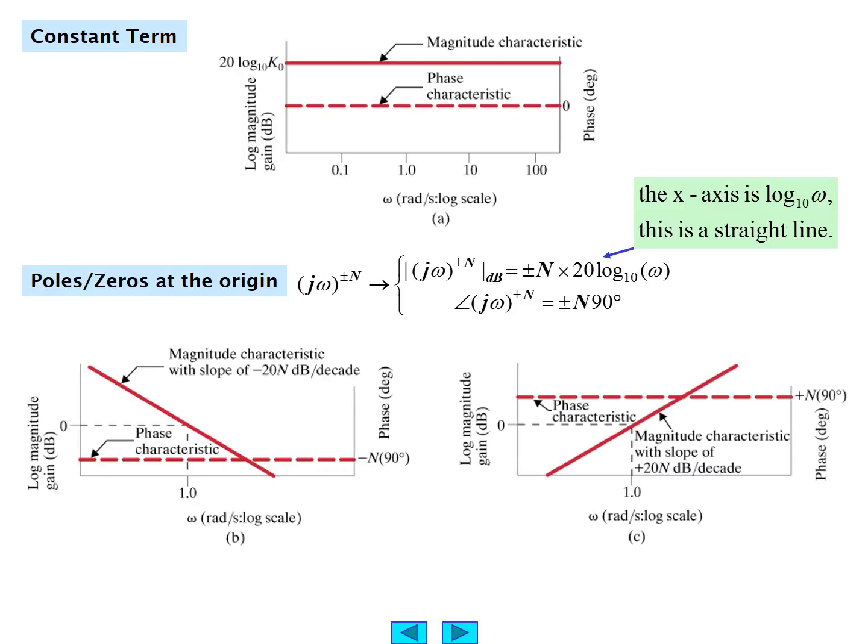We can also look at the log magnitude response. If n happens to be a positive number, then the magnitude response becomes an increasing slope of plus 20 n dB per decade, and the phase angle becomes plus n times 90 degrees.